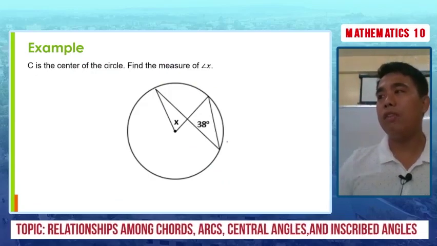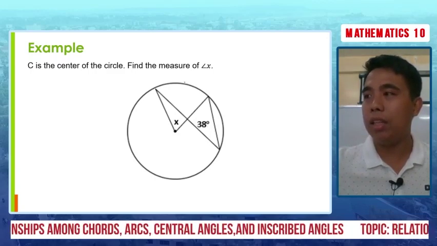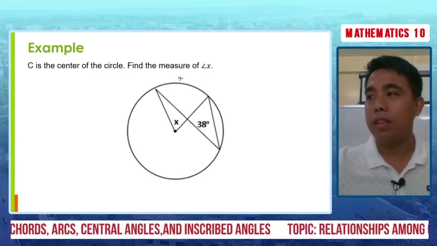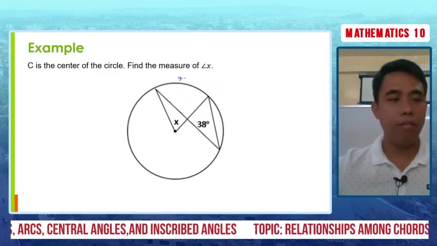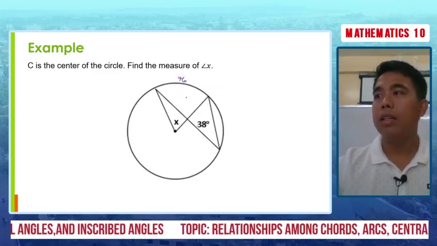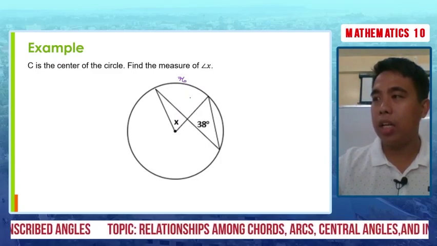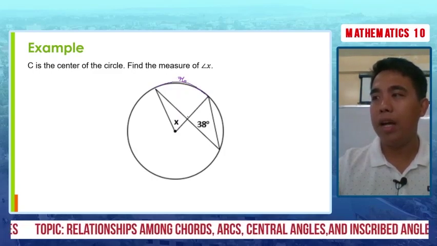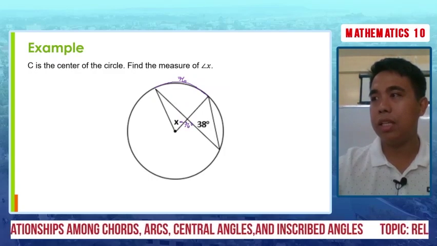Another one. C is the center of the circle. Find the measure of angle X. So if this is 38, this is 76. Now, since the inscribed angle and the central angle intercept the same arc, and that is 76, the central angle is equal to the intercepted arc, therefore this is also 76 degrees.